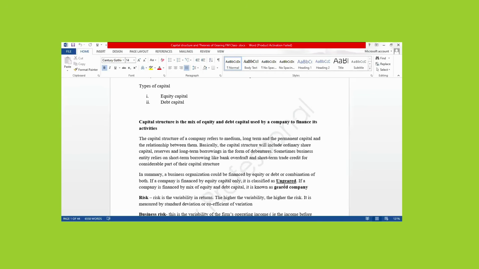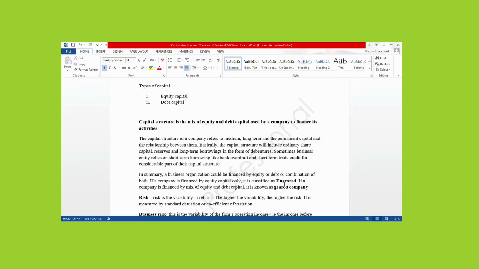If a company is financed by a mixture of equity and debt capital, such company will be classified as a geared company. Please note, a company may be geared or ungeared. If you finance your business with your own money only, your own equity contribution, then your business will be classified as an ungeared company. If you finance your business with both equity and debt capital, then your business will be classified as a geared company. All right?